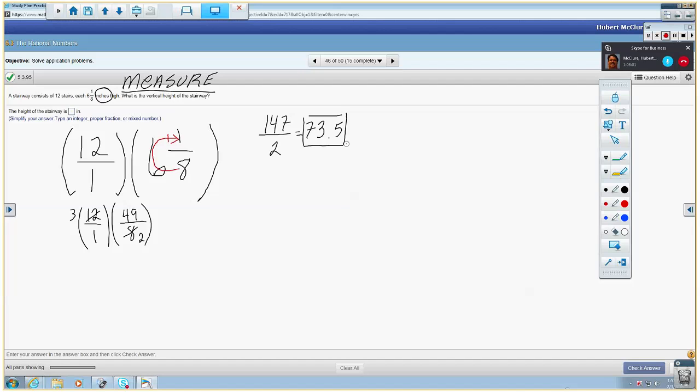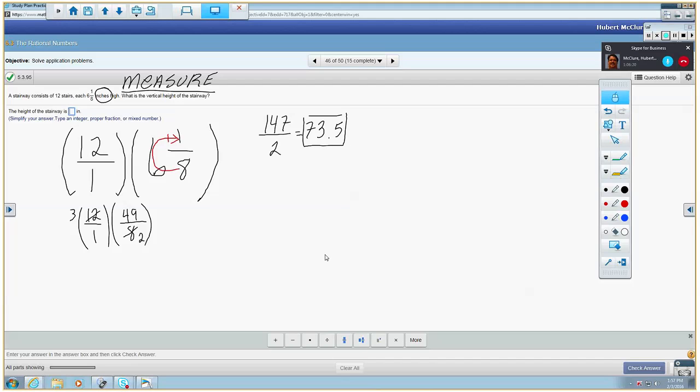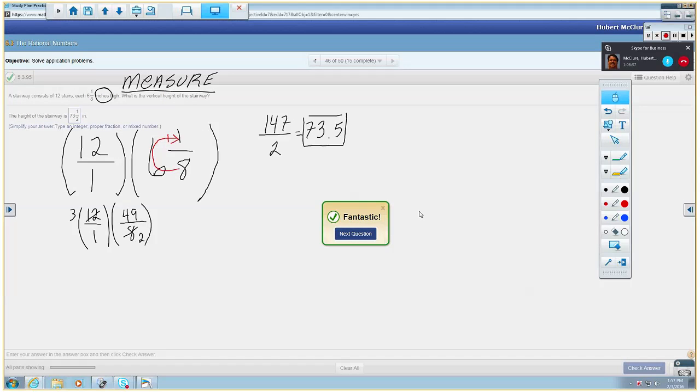All right, let's do a nerd. That's what you're going to enter in the thing? I guess, yeah. It says type as integer, proper fraction, or mixed number. So 73 1/2. Mixed number, 73. Oops, I hit the wrong button. This one. 73 1/2. Fantastic.